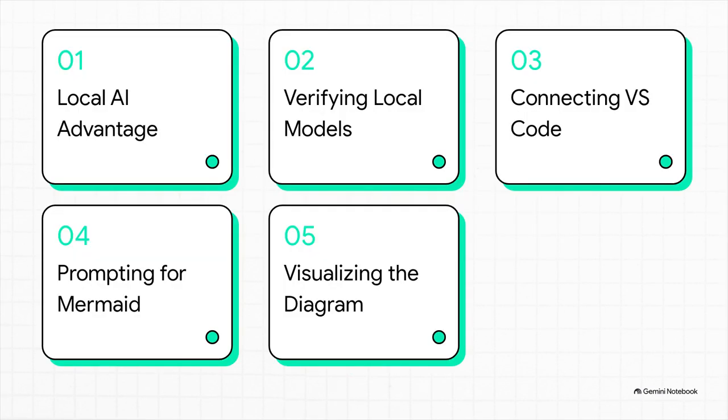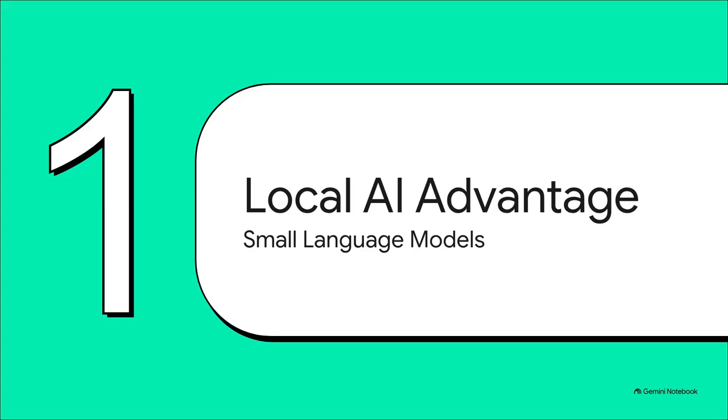Okay, let's dive right into this. Today, we have a highly structured roadmap for turning your raw code into visuals entirely on your local machine. We're going to hit the local AI advantage, verifying local models, connecting VS Code extensions, prompting for mermaid syntax, and finally, visualizing the diagram.